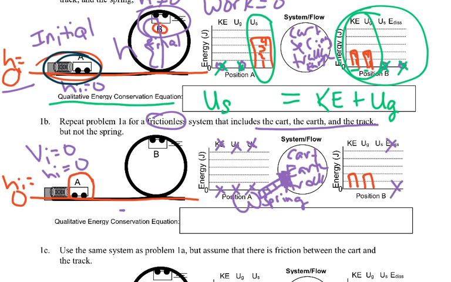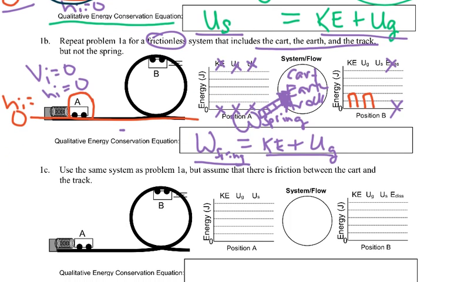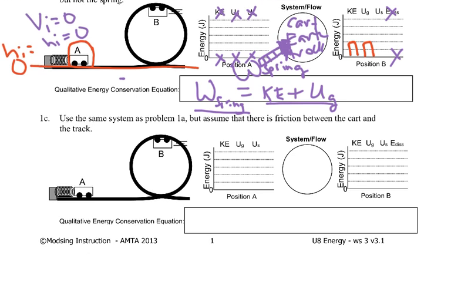So 2 boxes go to kinetic, 2 boxes go to gravitational. My equation is the work done by the spring, so I usually put that kind of down here as a subscript, is going to equal the kinetic energy plus the gravitational potential energy. So the right-hand side of my equation looks exactly as it did above. The only thing that changed was now the spring was outside the system and it had to add energy in through work instead of the object or the system having that potential energy to start with.